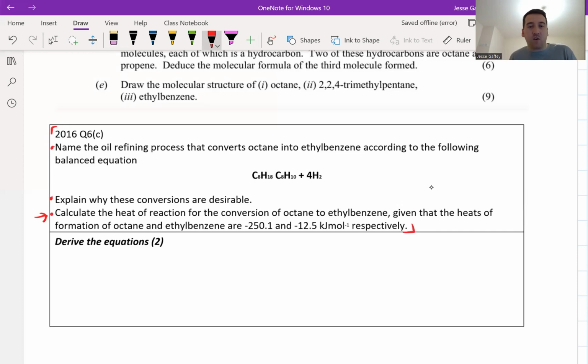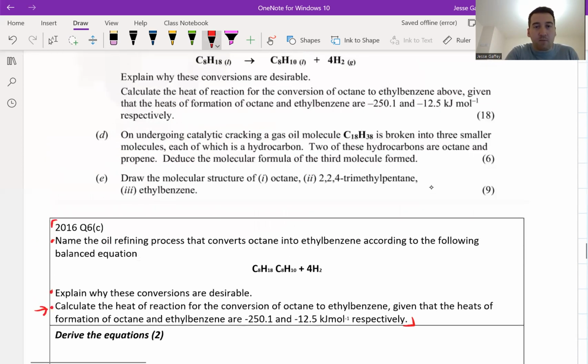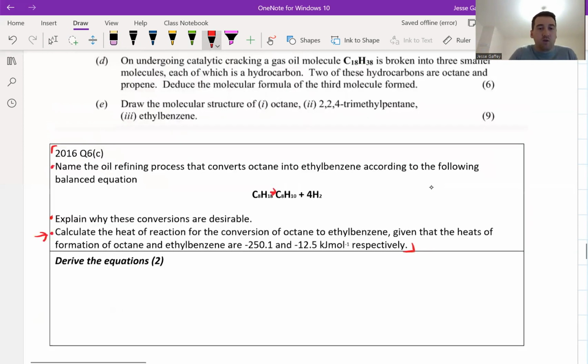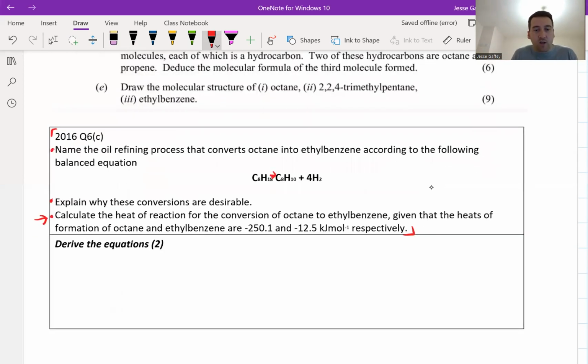Calculate the heat of reaction for the conversion of octane to ethyl benzene, given that the heats of formation of octane and ethyl benzene are these respectively. First of all, I see that there's a typo there. This was the original one, so there should be an arrow here like this. Maybe we'll just work from up here because that's not great. Here you can see that this is octane going to ethyl benzene plus hydrogen. So what we've got to do is derive two equations from the information given up here.